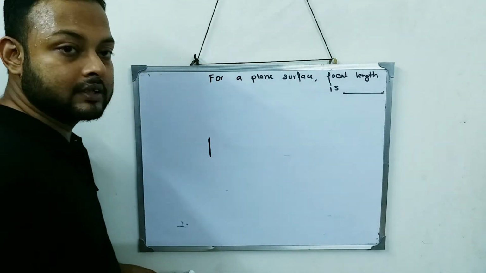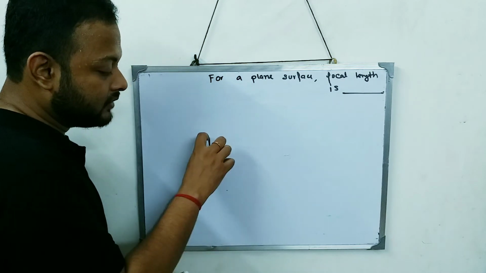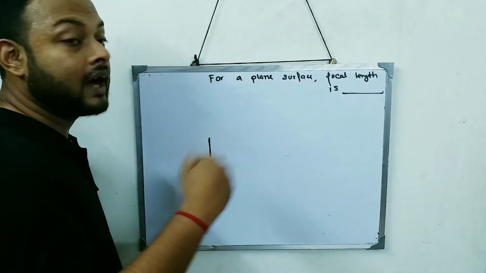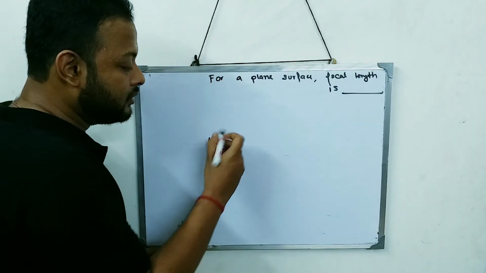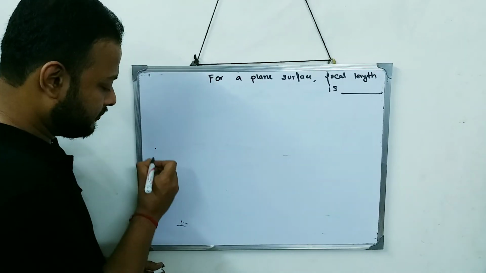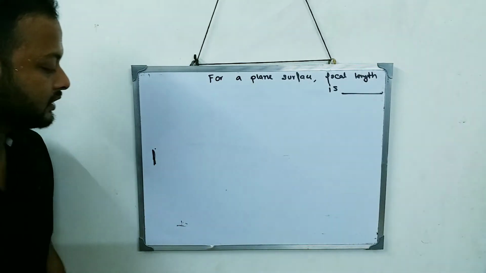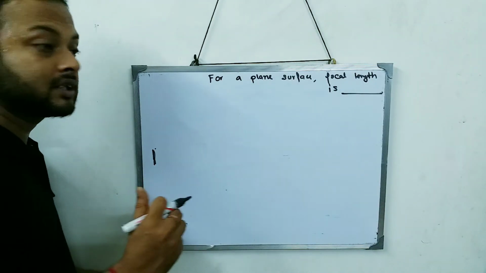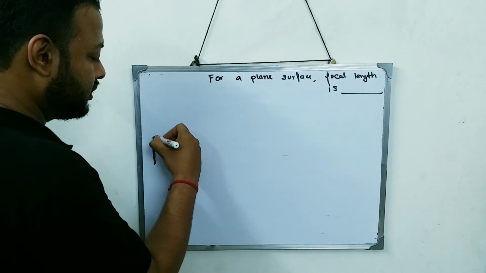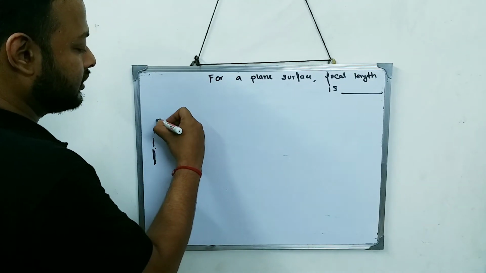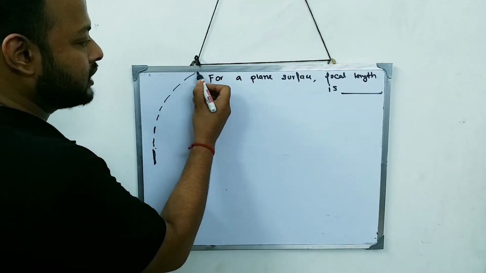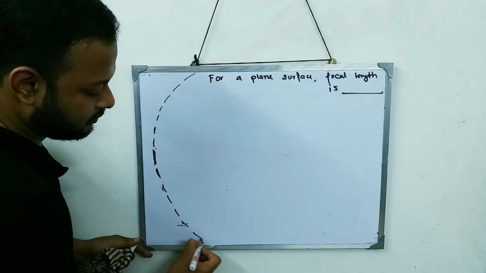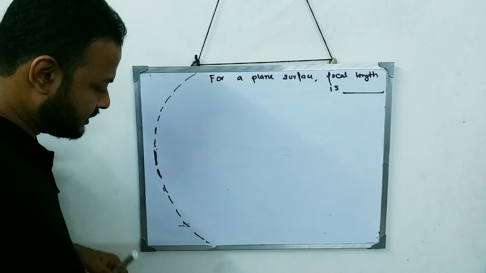If you take a plane surface, this plane surface is actually a very small part of a very large sphere. If I take the plane surface over here, this is the plane surface. This plane surface is actually a very small part of a very large sphere. So if I happen to complete it, it will become something like this. The sphere looks like this. I think it won't fit on my board also. So this is the plane surface.